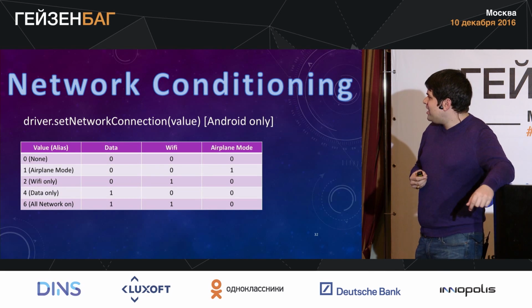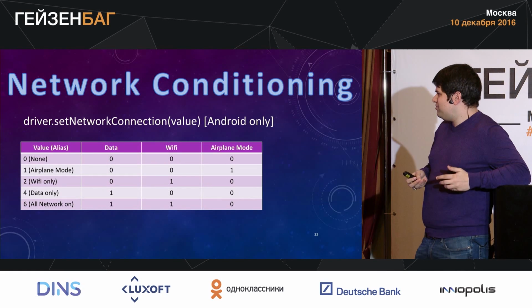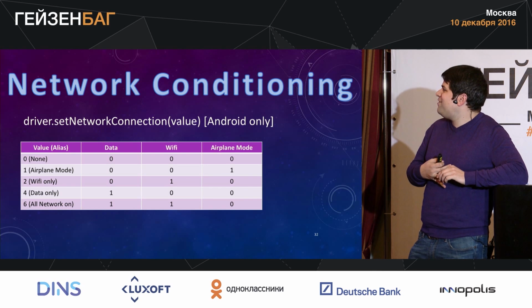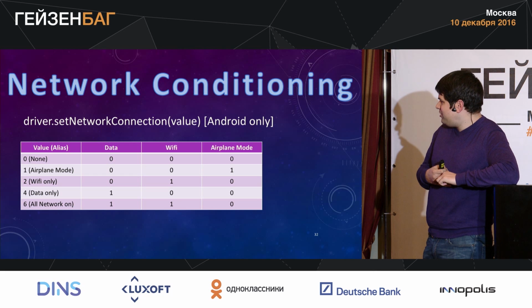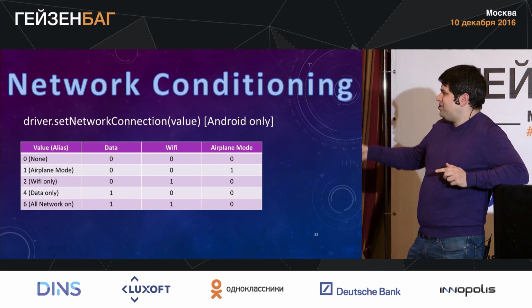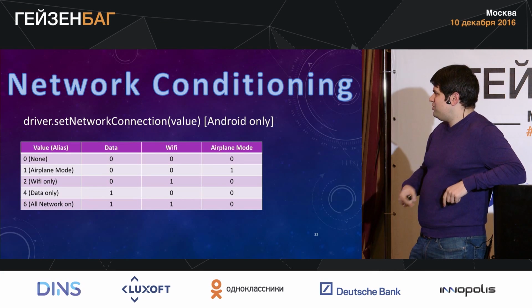And then lastly, we do support network conditioning, but only on Android at the moment. Apple doesn't provide us that support, and we've been told by some people who used to work there that it's unlikely they ever will. But anyways, it's in the protocol. And if you want to simulate airplane mode on Android, you use the value 1. It's sort of a bit mask if you look at it. But this table is in the documentation, don't worry.